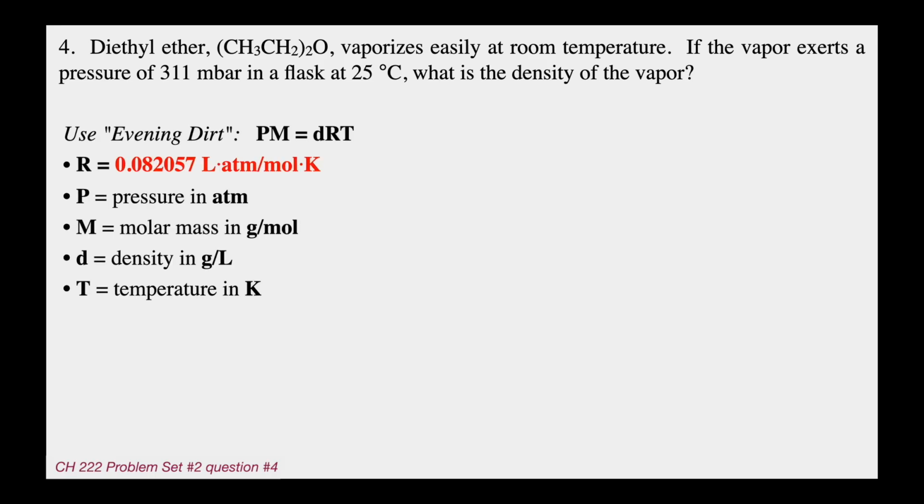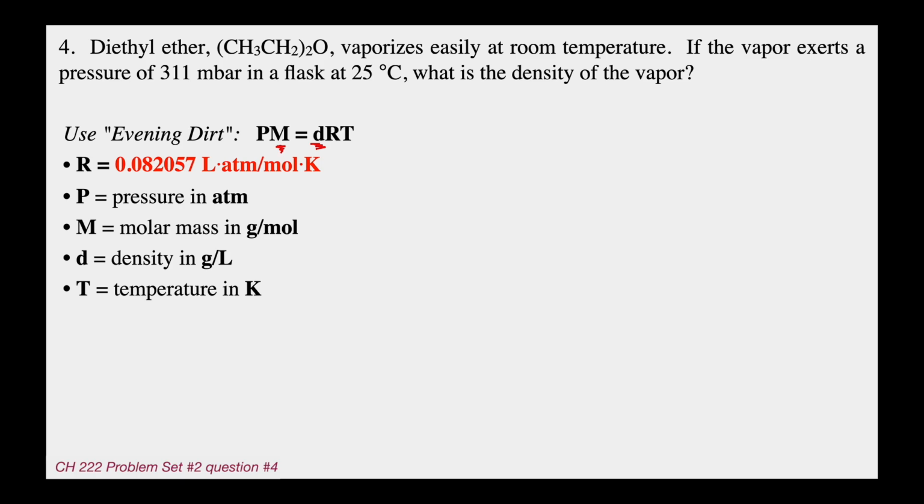PM equals DRT. And PM equals DRT is cool for us because it does relate the density, which is what we're trying to solve for here. It relates the density to the molar mass M. And so in this equation, the evening dirt equation, R is again the gas constant R, P is the pressure in atmospheres, and big M there, that's the molar mass in grams per mole. Density is the density of the vapor in grams per liter, and T is the Kelvin temperature.